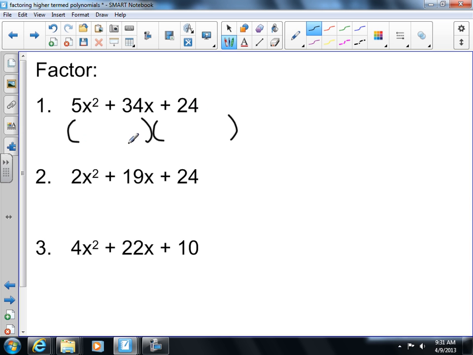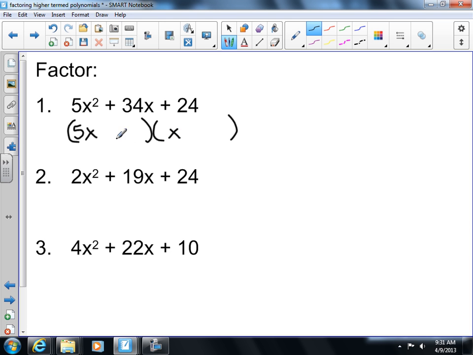Now remember, you're looking for the last terms as being something that multiplies together, those 2 terms, to get 24. What causes a little bit of a problem is that I know the first 2 terms must multiply together to get 5x squared. The 5x squared is not too bad, because what are my options of getting 2 x terms which multiply together to get 5x squared? There's probably only one option. What is it? Right, a 5x and an x. So those are kind of set.